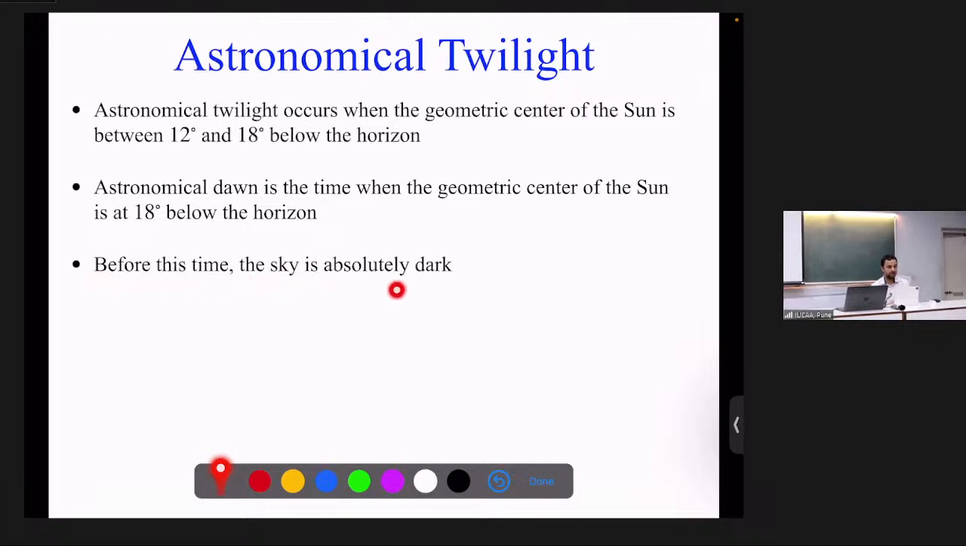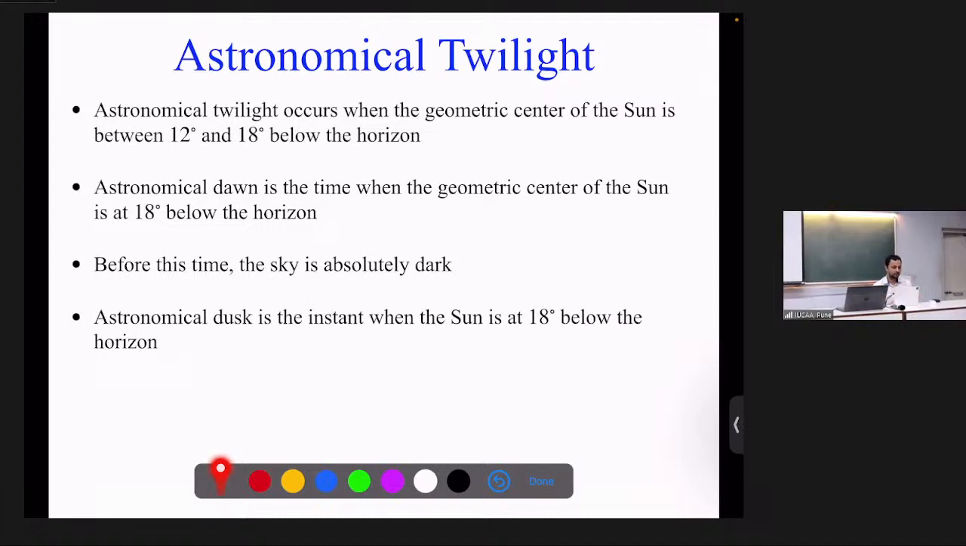Before this time, the sky is absolutely black. This means after sunset, when the sun goes below 18 degrees, then we say night has started. And night will end when the sun comes just above 18 degrees from the horizon. You understand when astronomers start observations? When astronomical twilight begins. That's how we do it, and that's why all these definitions are there. Astronomical dusk is the time after which the sky is no longer illuminated.